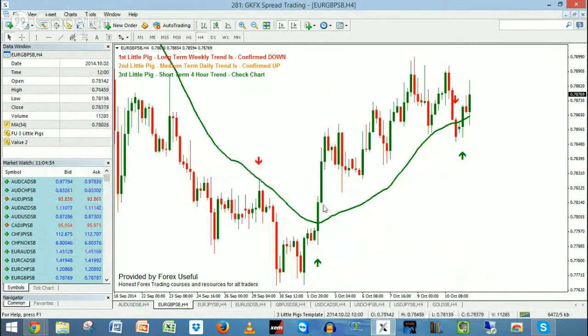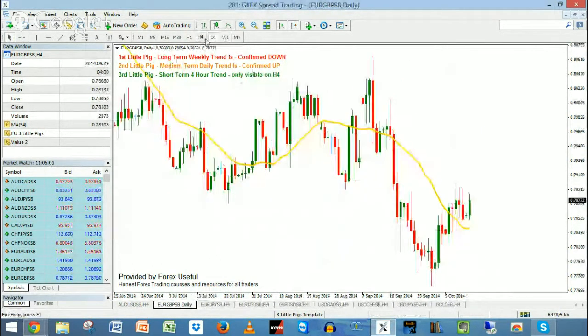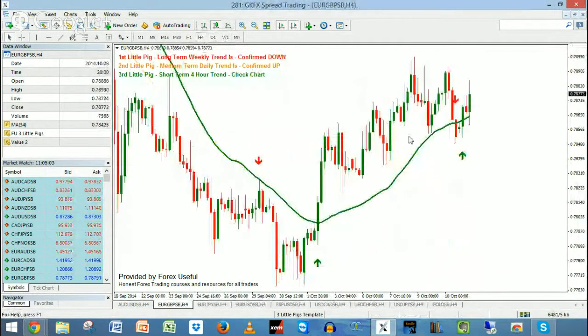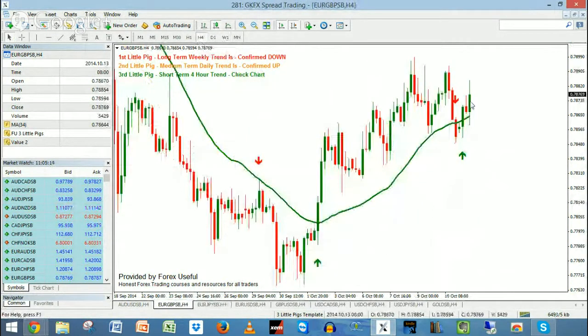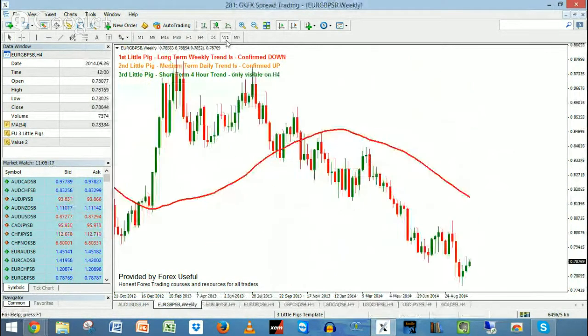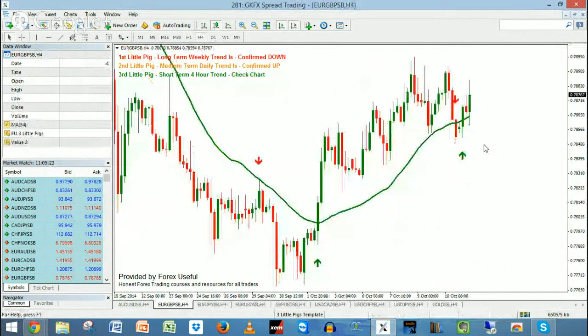Onto Euro GBP. This is one of those that I just mentioned. It's down and up here. We can see the weekly's clearly down. The daily's just moved up last week. So on the 4-hour, we had the losing trade here. Actually, no, it wasn't a valid entry because the daily wasn't actually down. So we're waiting here now. It's unlikely that the weekly is going to move up anytime soon. So waiting for the daily to move back down, and then we'll get a new signal on the 4-hour for an entry.